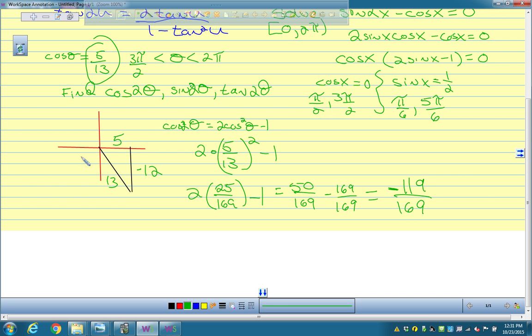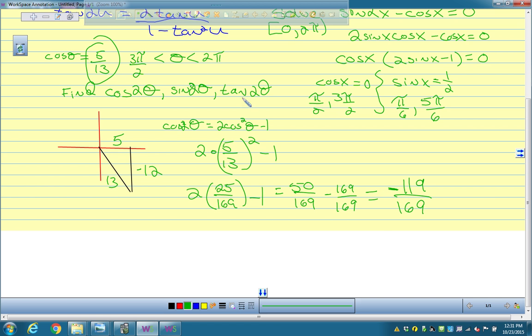Okay? So what does that say? That says if I have some angle in the fourth quadrant whose cosine is 5/13, what is the cosine of 2 times that angle? So if I took this angle and I went around again, which would probably put me in the third quadrant, then the cosine of that new angle would be this. Okay?